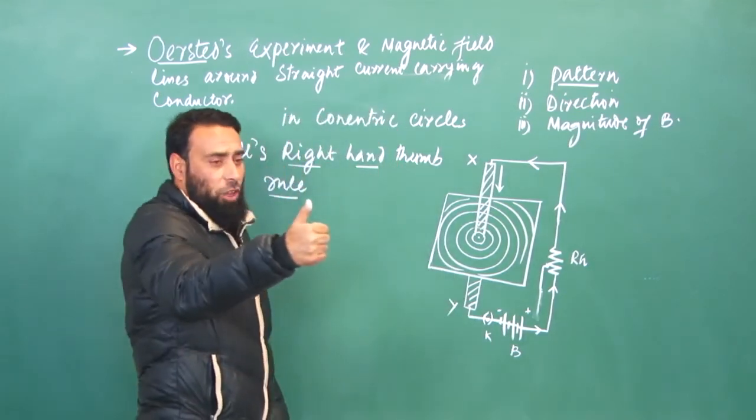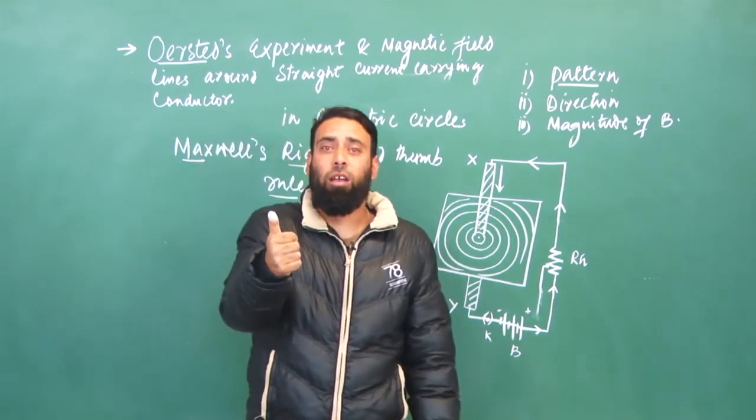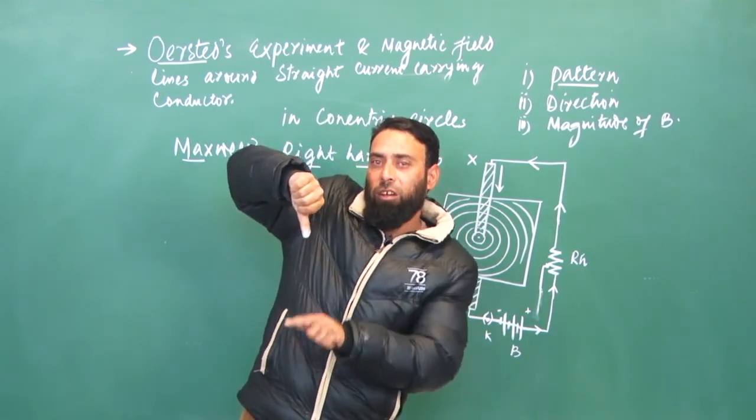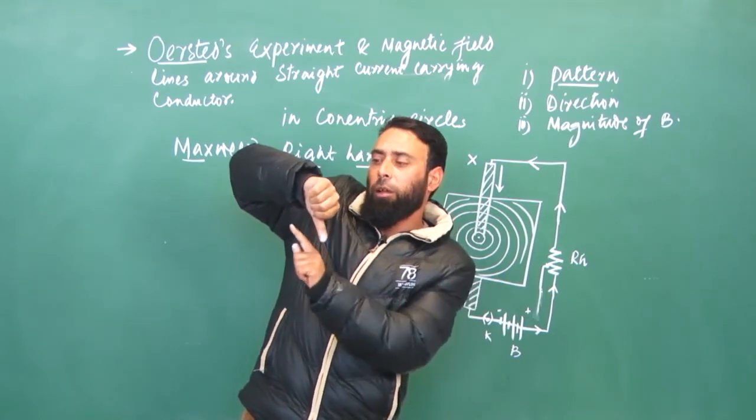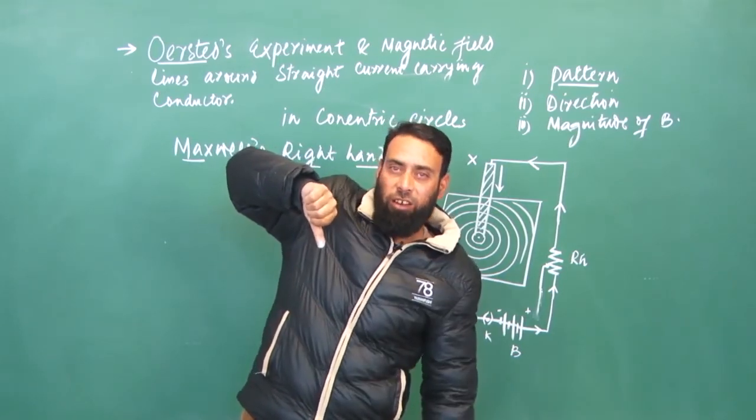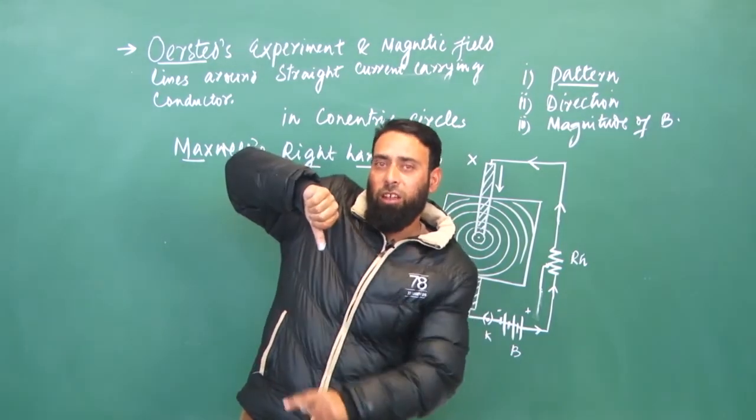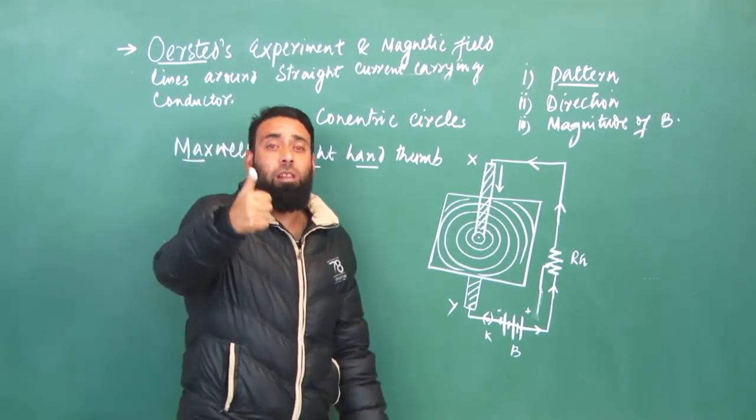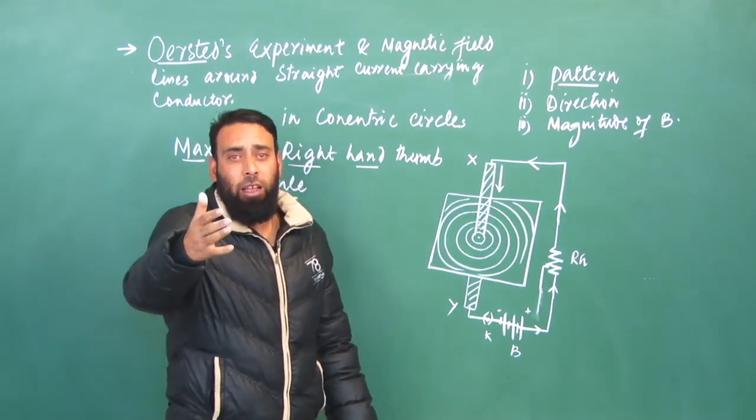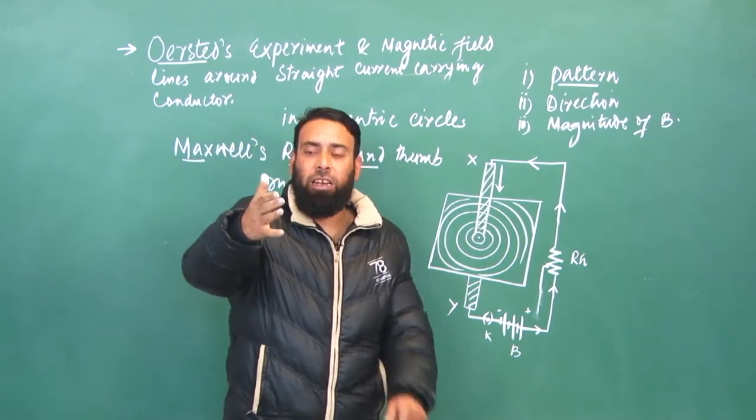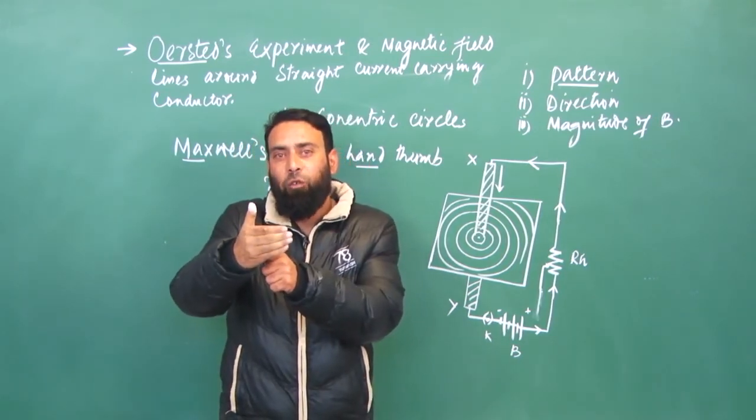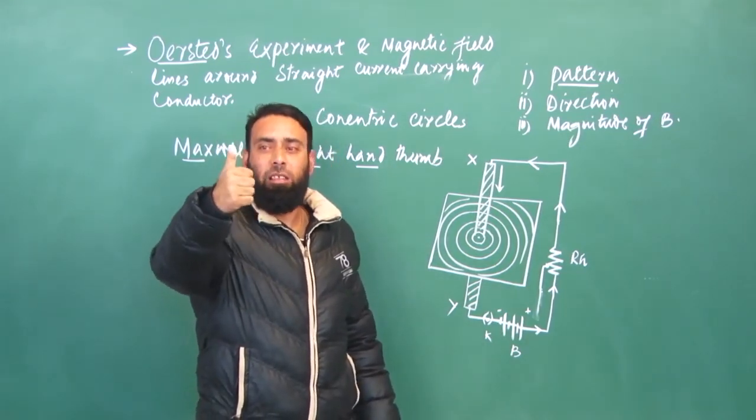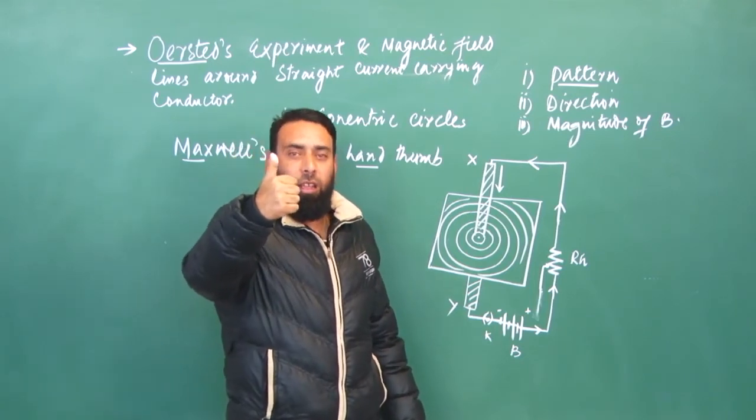For example, if we change the direction of current in the conductor like this, if the thumb is below, that means the thumb gives the direction of current, then the curled fingers also change their direction. Magnetic lines of force also change their direction. So according to Maxwell's right hand thumb rule, take your right hand, place the straight conductor in your right hand and curl the four fingers, place the thumb in the direction of the current in the conductor, parallel to the direction of the current in the conductor.